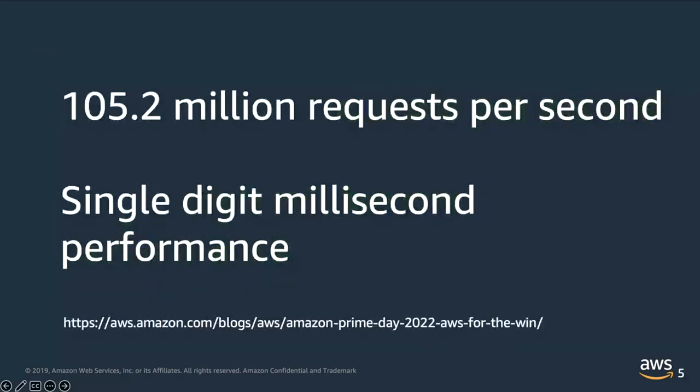For example, the proof is in the pudding, looking at the Prime Day stats from 2022. During that Prime Day, just Amazon.com did 105.2 million requests per second. And all those APIs got single digit millisecond performance. And this is just one customer, right? And we have multiple customers. So you can expect the same.